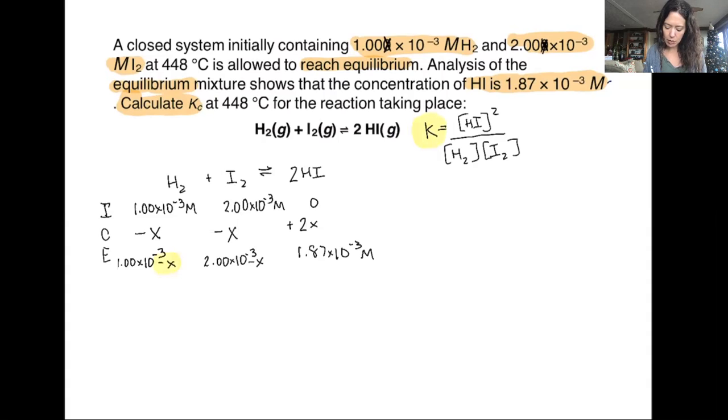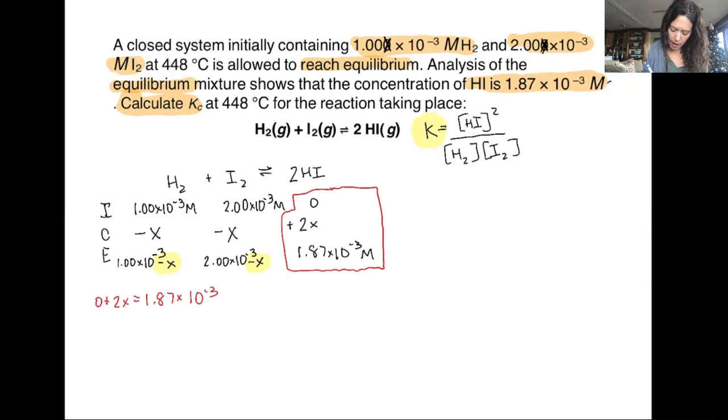That means I need to be able to figure out what x is, all right? Well, look right here. I plus C equals E. So that means that 0, I'm going to pull this down here, 0 plus 2x equals 1.87 times 10 to the negative third. All right? That means that 2x, I'm just going to jump ahead. That means that x is equal to 1.87 times 10 to the negative 3 divided by 2, 9.35 times 10 to the negative fourth.